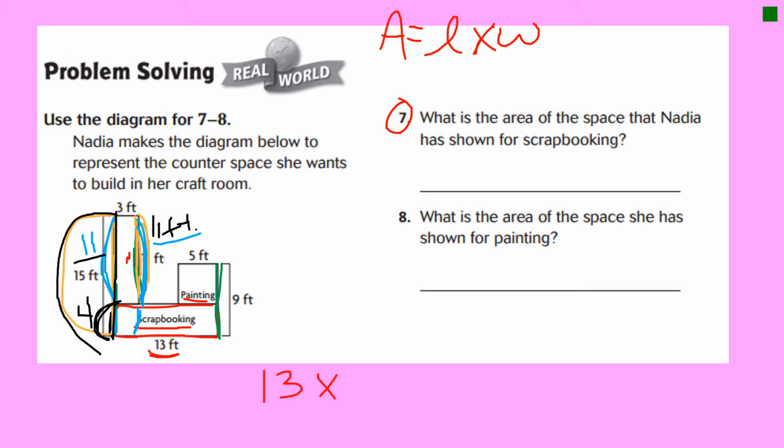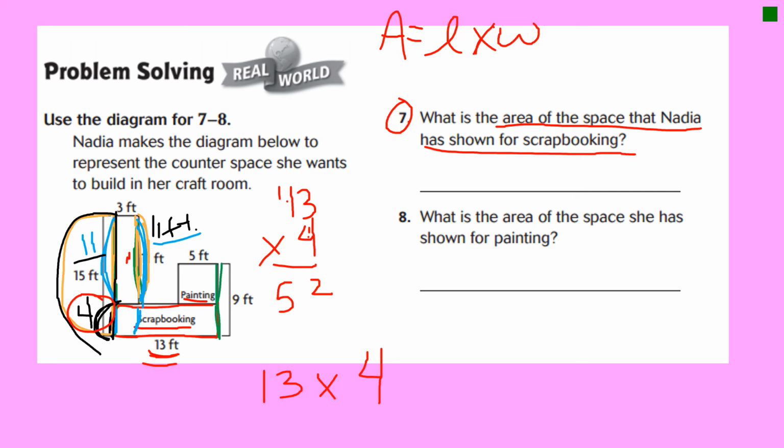So the dimensions of her scrapbooking counter, length 13, width 4 feet. Okay? Length times width, so let's rewrite this up here. 13 times 4, 4 times 3 is 12. 4 times 1 is 4, plus 1 more is 5. So the area of space that Nadia has shown for scrapbooking is 52 square feet. All right?